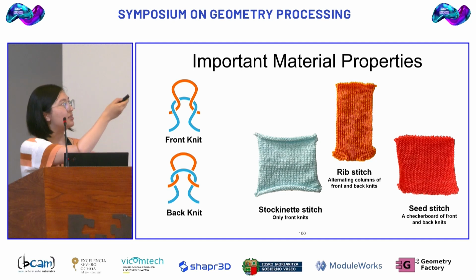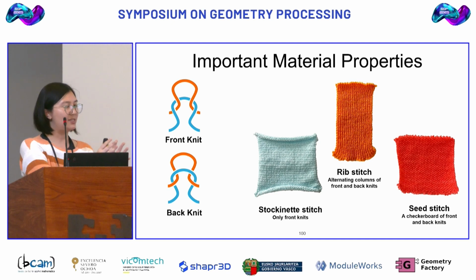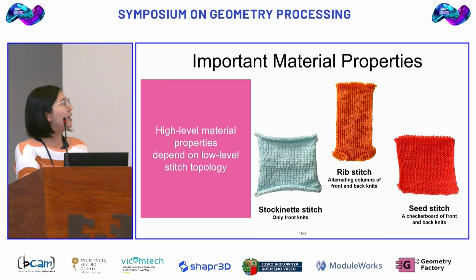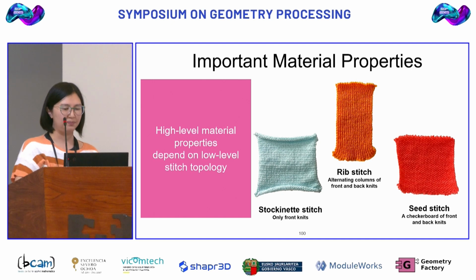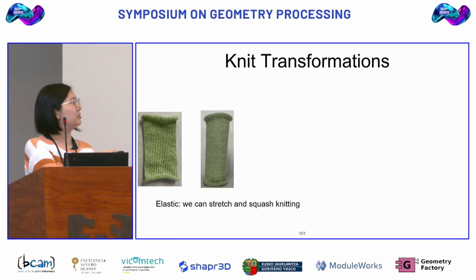So you can see that in these examples, even though they all use the same number of stitches and the same aspect ratio, they have very different rest configurations as well as interesting curling at the edges. And so essentially the point I'm making here is that these high-level material properties depend on our low-level stitch topology. And what's also interesting is that if we think about knitting, it is something elastic, right? It's soft, we can stretch and squash it.